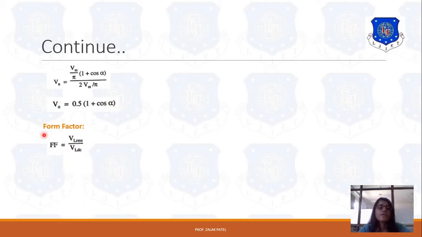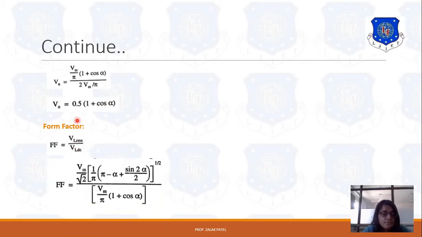Next is form factor. We already discussed the form factor basics in the half wave controlled rectifier, that it is a ratio of RMS voltage to DC voltage. So over here again it is VL RMS upon VL DC. We have to apply the values of VL RMS and VL DC in this equation. So it can be written like this: the value of VL RMS is Vm upon root 2 into 1 upon pi into pi minus alpha plus sine 2 alpha by 2, raised to 1 by 2. We already found this RMS value in the previous slides. And this is our DC voltage value that we put over here.